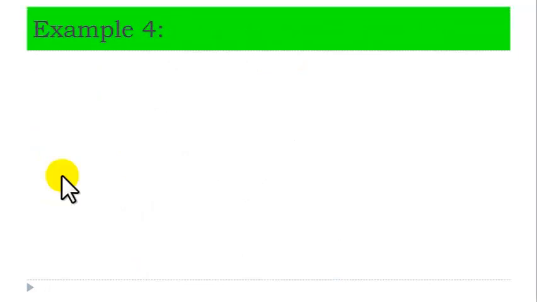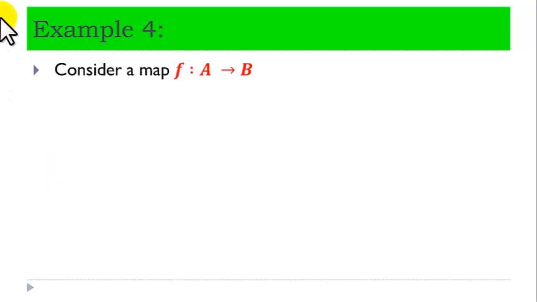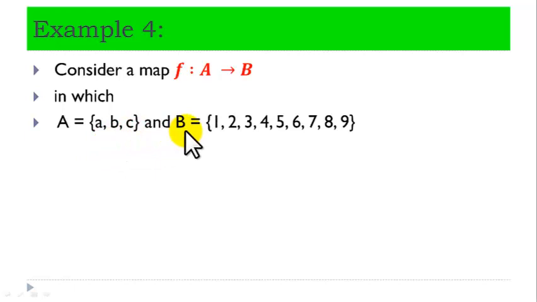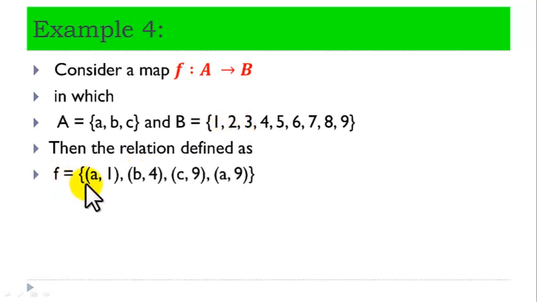Example 4. Consider a map f from A to B in which A is the set of elements a, b, c and B is the set of elements 1, 2 to 9. Then the relation defined as follows: f equal to the set of pairs (a,1), (b,4), (c,9), (a,9). This relation is not a function because observe that the pairs (a,1) and (a,9) have the same first element. That is why it is not a function from A into B.